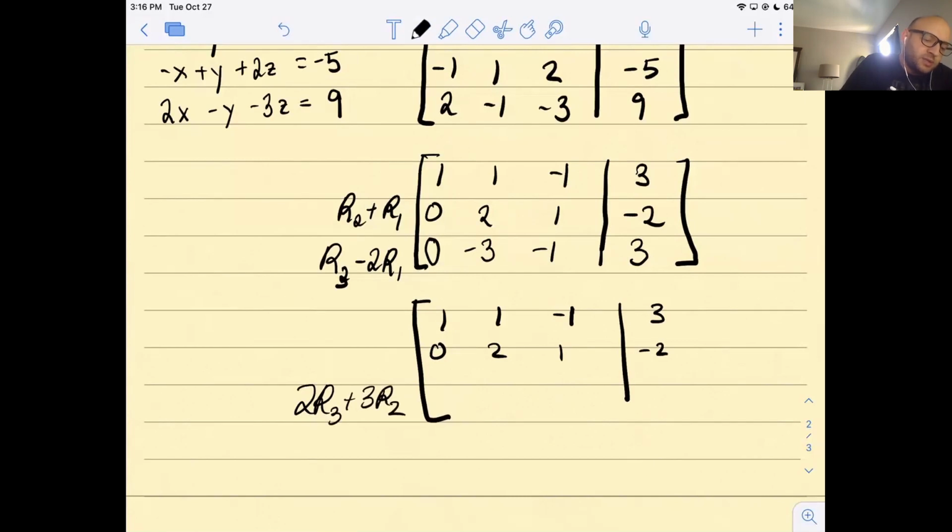So this is going to be 0, because 0, 0. This one would also be 0. The last one here would be, the last one would be what? -2 plus 3 is going to be 1. And this one would be 6 plus -6. So this would be 0.